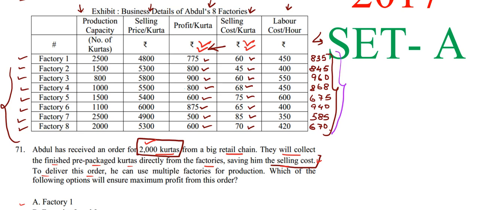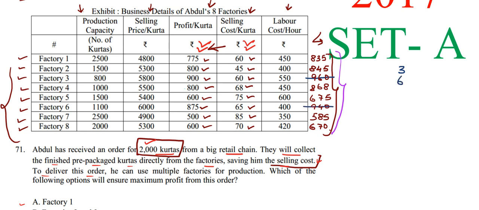So now we need to arrange these in decreasing order. The maximum profit, as you can see, we are getting from factory 3. So here we will write factory 3. Then secondly, you can see that the second maximum is factory 6. So here we will write 6.